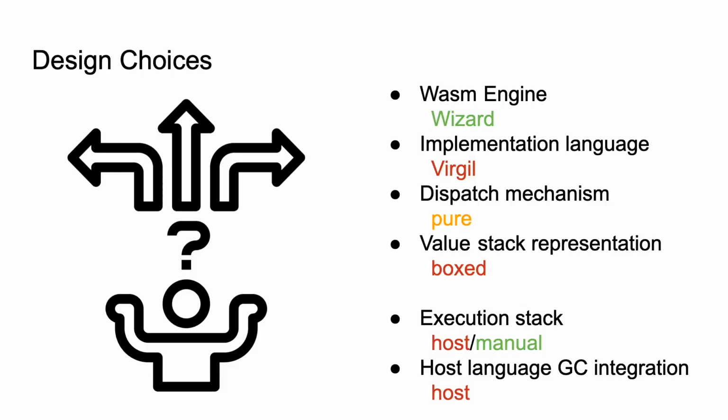So in this case, Virgil has algebraic data types. So you just write a nice algebraic data type which represents your values. Unfortunately, that will be boxed. We'll see how much that sucks. And then the execution stack, basically the interpreter just keeps a list of frames. And like you said, it's just literally a stack of frames. You just keep pushing and popping. And then because the value stack representation is boxed, it basically means that you're using the host language TC.